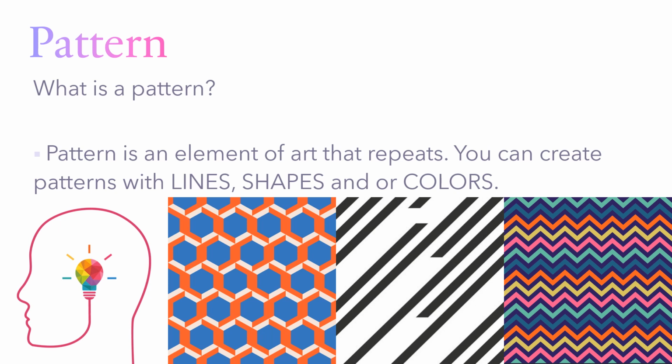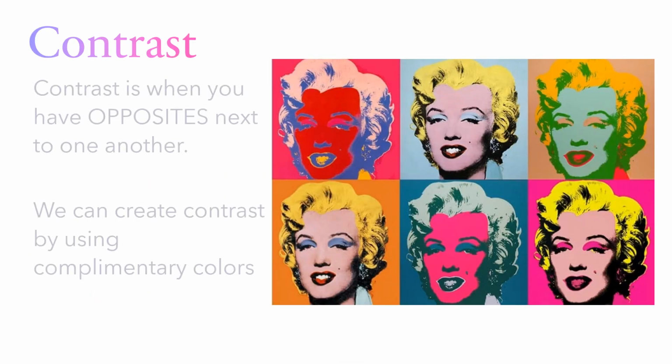All right, so first we're going to talk about a pattern. You guys should know what a pattern is because we've talked about this many times, but if you still don't, pattern is the element of art that repeats. You can create patterns with lines, shapes, or colors. So dash, dash, dash, dash, dash is a line pattern, or circle, square is a shape pattern, or red, yellow, blue is a color pattern.